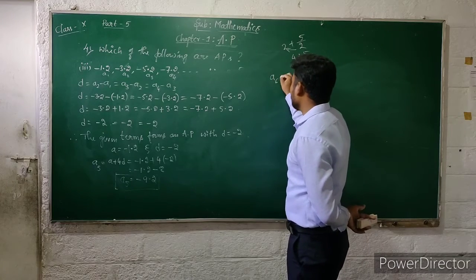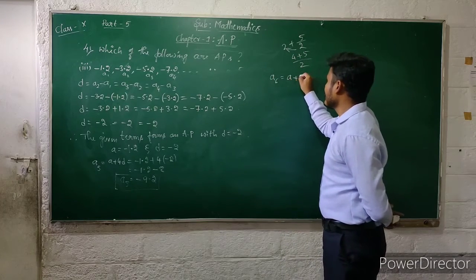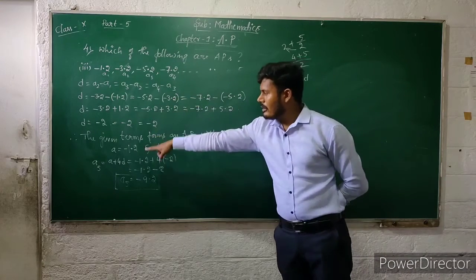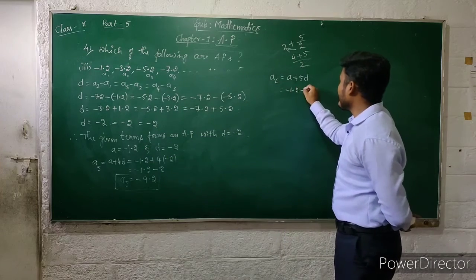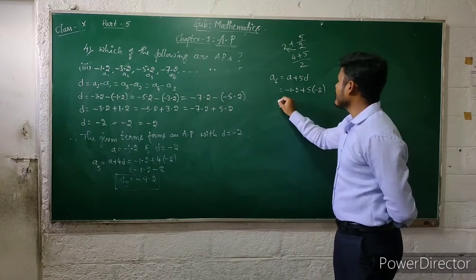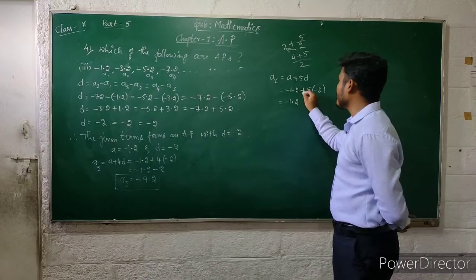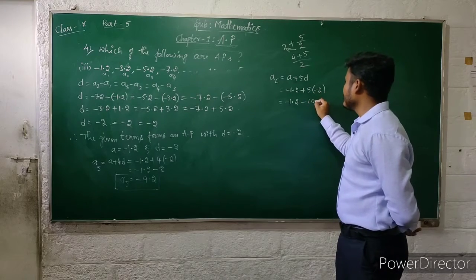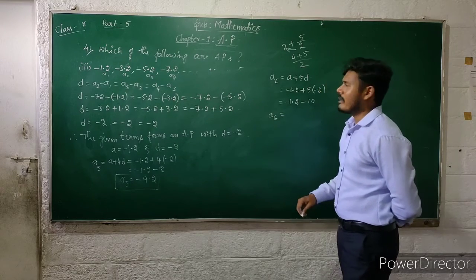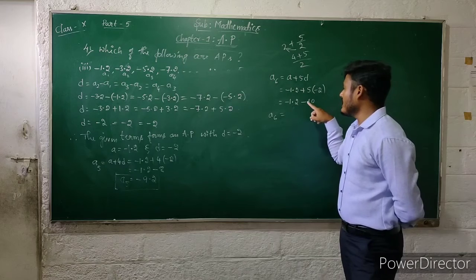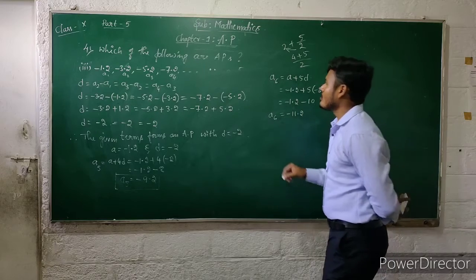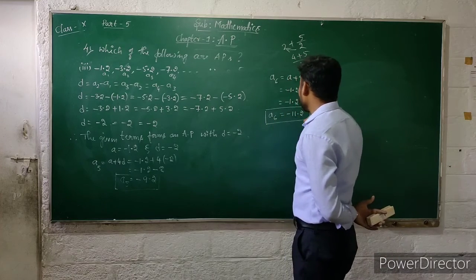Then the 6th term. Here the 6th term is A plus 5D. A is minus 1.2 plus 5 of the common difference, which is minus 2. This is equal to minus 1.2 plus into minus, 5 2s are 10. So the 6th term of the given AP is equal to minus 1.2 minus 10. This is nothing but minus 11.2. This is the sixth term.